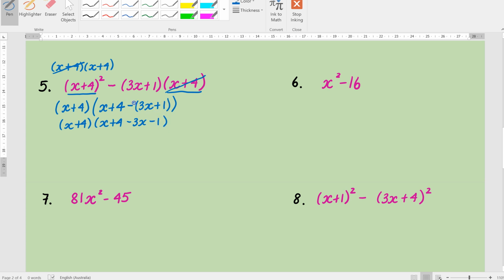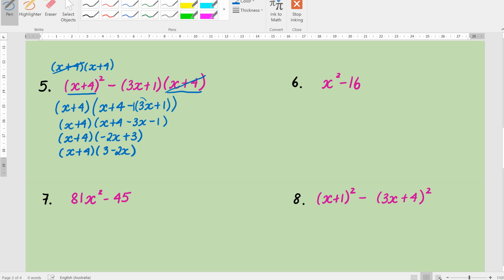Or you could look at it as that's technically a minus 1 there, and you're expanding that bracket. Okay, so now when you tidy that up, x take 3x is minus 2x, 4 take 1 is positive 3. Okay, now you could leave it like that. You could also write it as x plus 4 times 3 take 2x if you so desired. Okay, done.